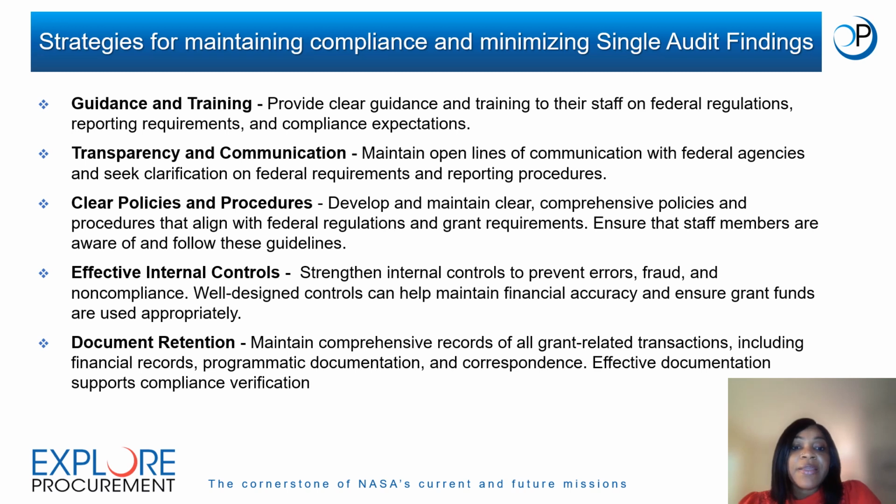Third is the policies and procedures. It is very important to develop and maintain clear, comprehensive policies and procedures that are in alignment with the federal regulations and the grant requirements, and also ensure that staff members are aware of these policies and procedures. Fourth is to ensure effective internal control. Internal controls are important as they prevent error, fraud, and noncompliance. It is also known that a well-designed internal control can help maintain financial accuracy and also ensure that the grant funds are used appropriately. And last on our list is document retention.